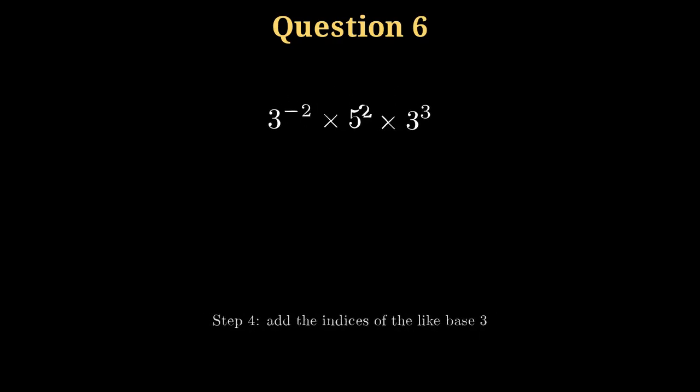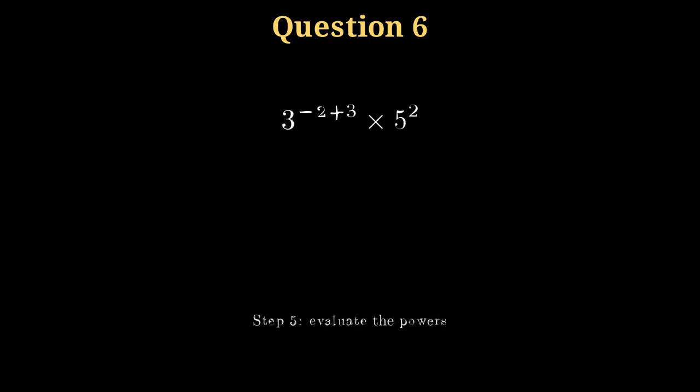Dividing by 3 to the minus 3 is the same as multiplying by 3 to the plus 3, because we subtract that index. So now we have 3 to the minus 2 times 5 squared times 3 cubed. The two 3's share a base, so we add their indices. Minus 2 plus 3 is 1. That leaves 3 to the power 1 times 5 squared.